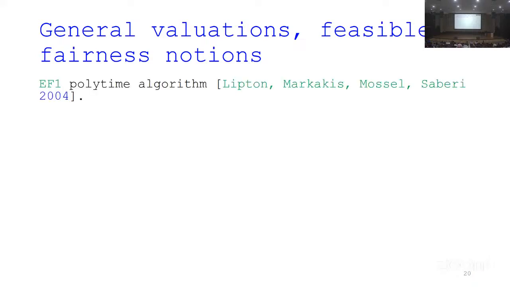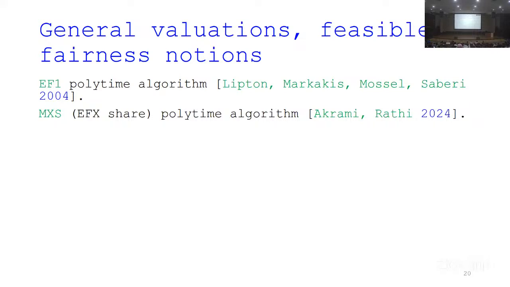Okay, so now let's look at general valuations and feasible fairness notions. We said that for EF1, there's a polynomial time allocation algorithm, so indeed you can do it with polynomial communication. For MXS, we mentioned there's also a polynomial time algorithm, so you can do it with polynomial communication.